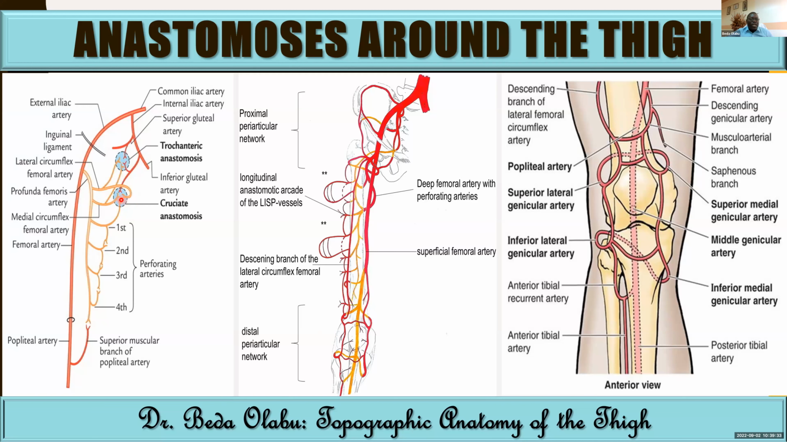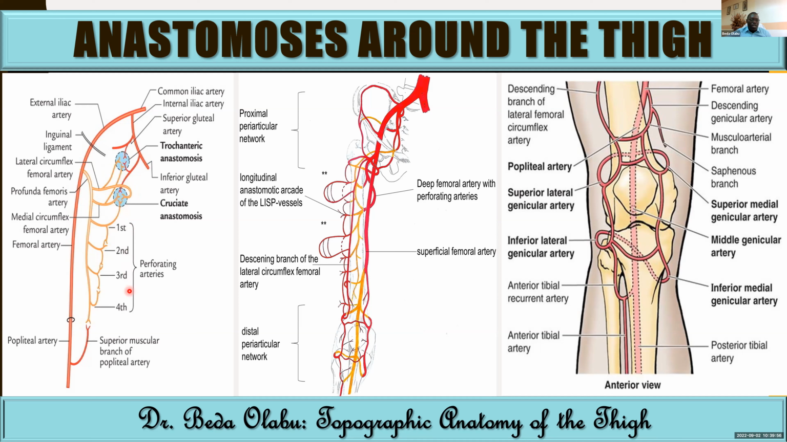Cruciate anastomosis is located at the level of the lesser trochanter. Remember, trochanteric is at the level of the trochanteric fossa. Cruciate anastomosis at the level of the lesser trochanter is formed by the transverse branches of the circumflex arteries, then a descending branch from the inferior gluteal and the ascending branch from the first perforating artery.